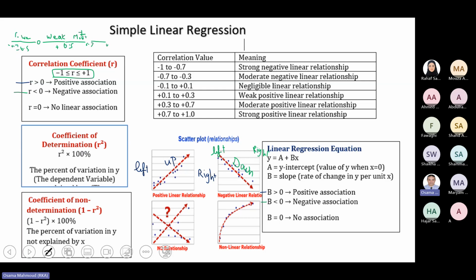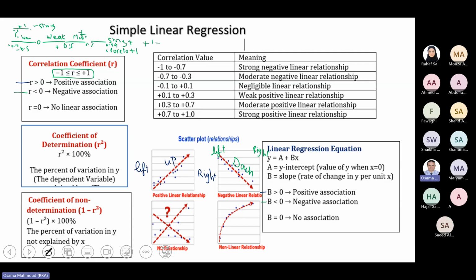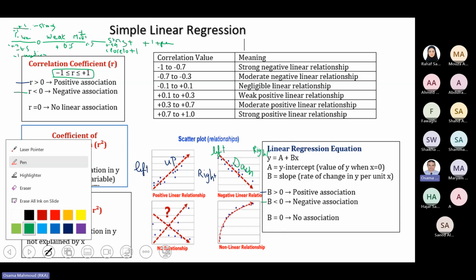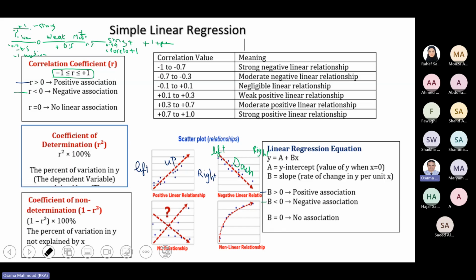From 0.7 to 0.99, close to positive 1, we say strong positive. If it is close to -1, like -0.999, we say negative strong. If it is exactly +1, we say positive perfect. If it is exactly -1, we say negative perfect. Now we understand the values of the correlation coefficient.